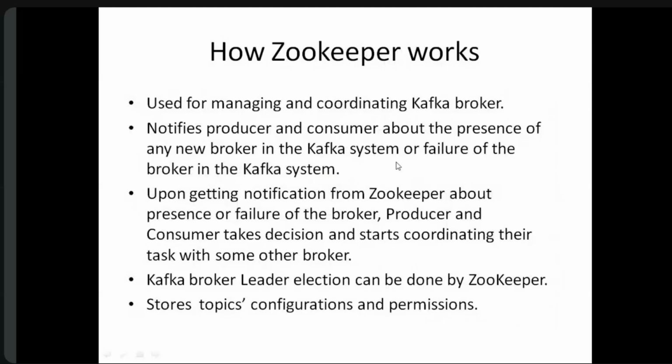These are the features. The first one is managing and coordinating Kafka brokers. This I explained. It will manage brokers and then notify producers and consumers about the presence of a new broker in the Kafka system or the failure of a broker in the Kafka system. So if any new broker comes, as I said, it will inform. If any broker fails, that also will be informed by the zookeeper only. So zookeeper will keep the information about the entire cluster with it.